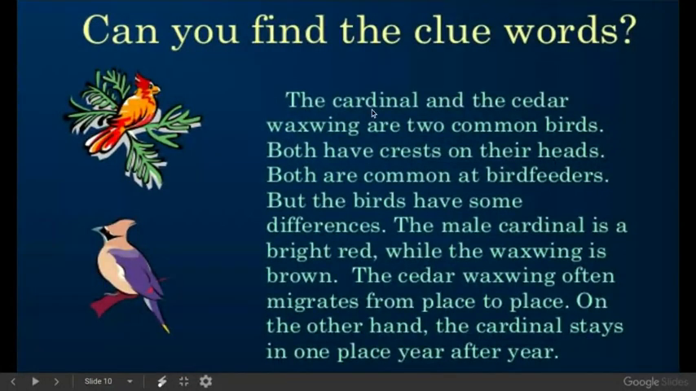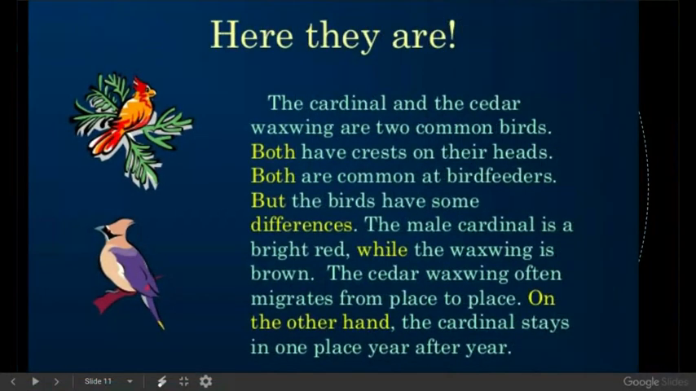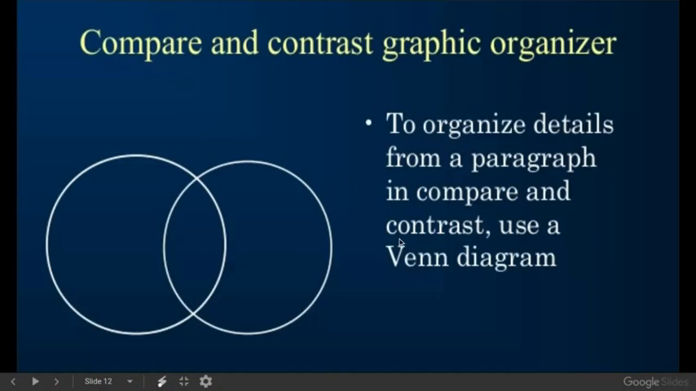The cardinal and the cedar waxwing are two common birds. Both have crests on their heads. Both are common at bird feeders, but the birds have some differences. The male cardinal is a bright red, while the waxwing is brown. The cedar waxwing often migrates from place to place. On the other hand, the cardinal stays in one place year after year. And there are your signal words.